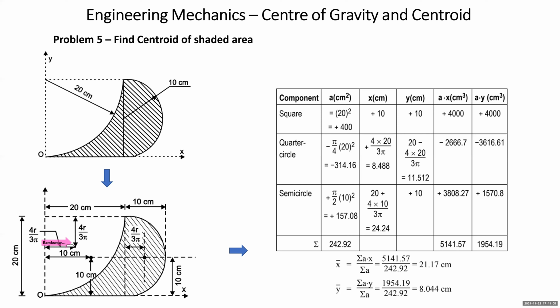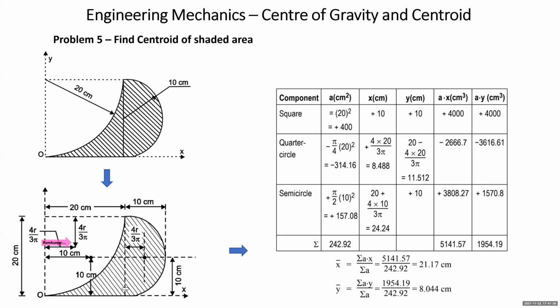All right. So it is 4r upon 3 pi from this base. You want to measure the distance of this point from the x-axis. So what is that going to be? 20 minus 4r upon 3 pi. This point is at a distance of 20 minus 4r upon 3 pi from the x-axis. So that is going to be your y coordinate. To get the coordinate of the centroid of any component, you may have to add up, or you may have to take a bigger dimension minus the smaller. That way you arrive at it.